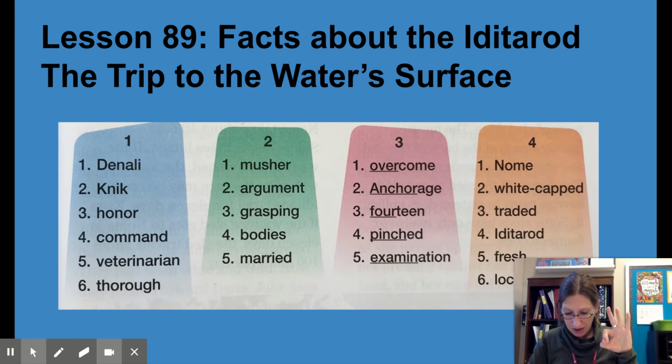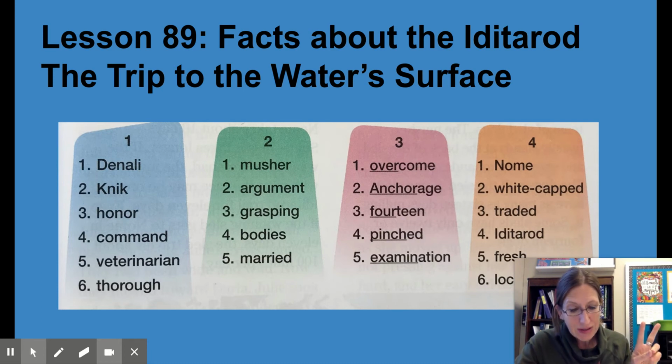Column 3, the first part is underlined. Word 1, that first part is over, and the second part is come, so overcome. If you overcome a problem, you solve it. Another way of saying she solved her fear of water is, she overcame her fear of water. So if you overcome something, you conquer your fear, you're able to do it. You're able to solve a problem. You've overcome the problem.